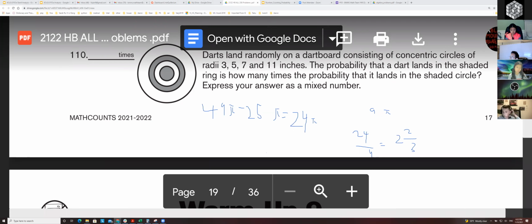Let's see. What am I looking for here? Yeah, I don't think I can remove this for some reason. Oh, I got it. Yeah.